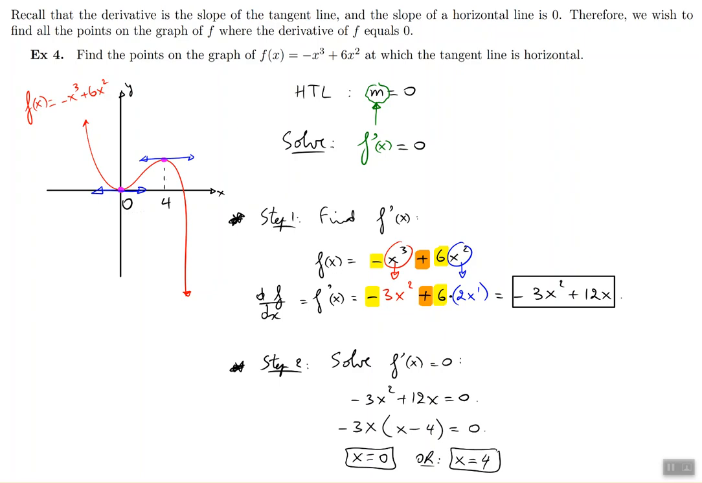Now in example 5, I'm going to try to do something similar, but the reason I'm doing example 5 is to show you that there are not always answers to these questions, right? So, you know, in this case, I got lucky and I found 0 and 4. There were 2 answers.